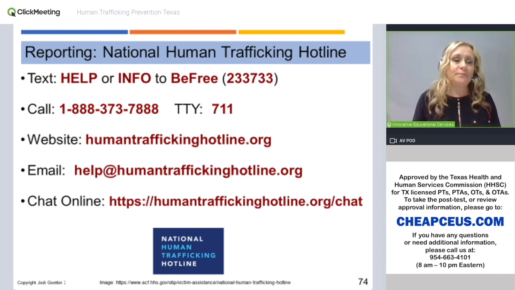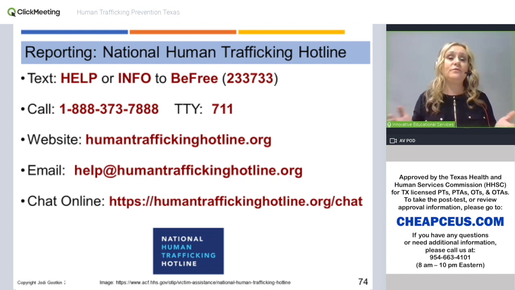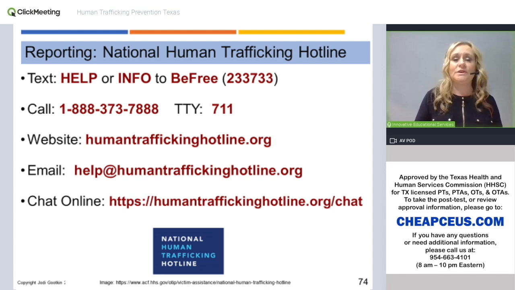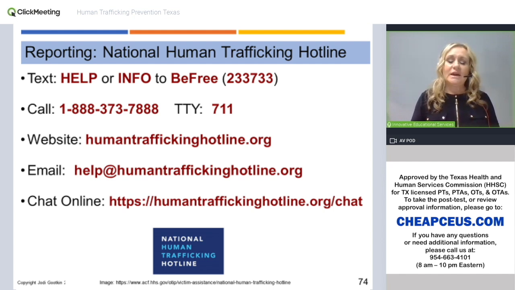appropriate action. They can be accessed through texting, either text help or info to Be Free, which is 233-733. There's a phone number, a website, as well as email available. They're available 24 hours a day, 7 days a week. Services are available in 200 different languages.